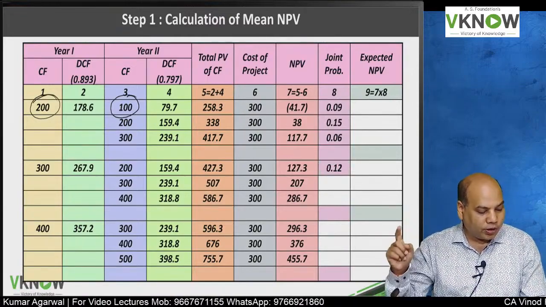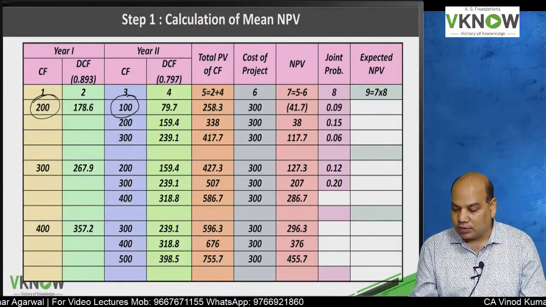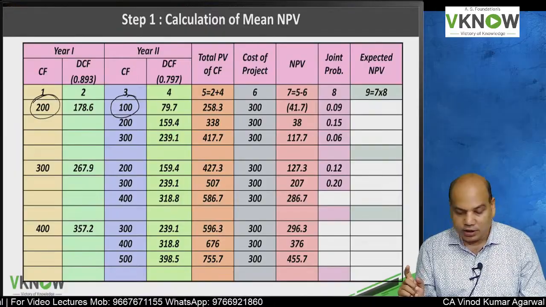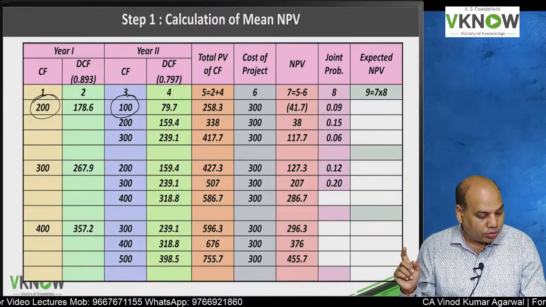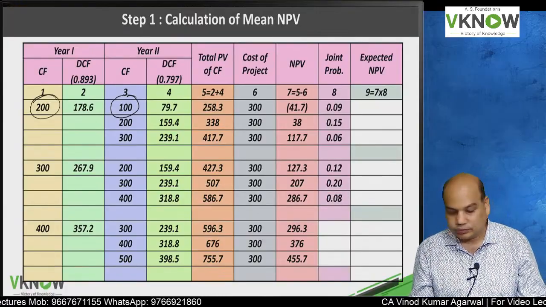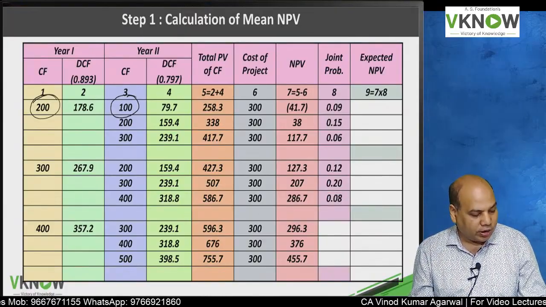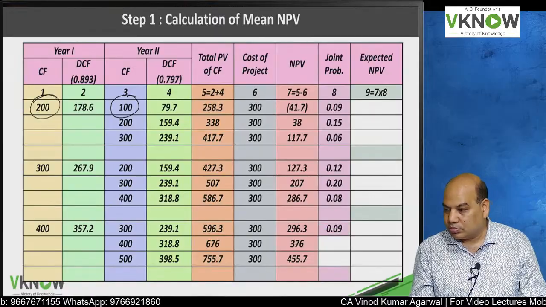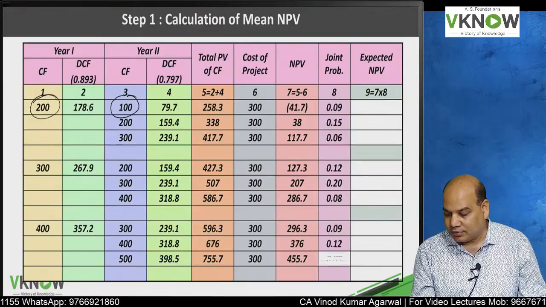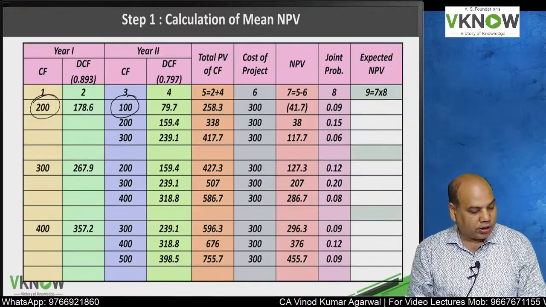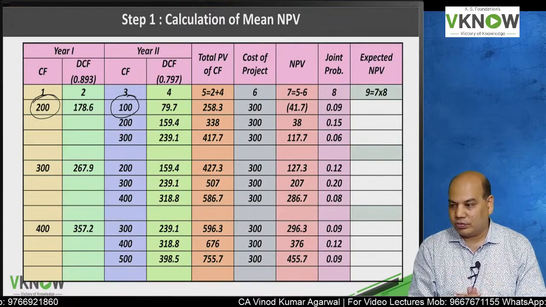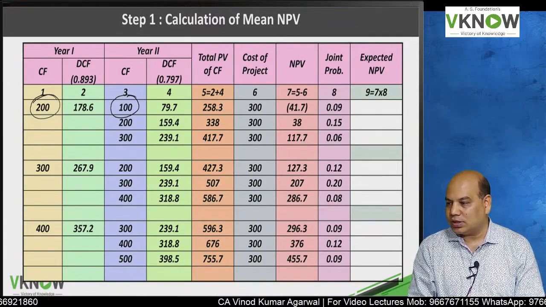Next one, 0.4 into 0.3. 0.12. 0.4 into 0.5. 0.20. 0.4 into 0.2. 0.08. Next, 0.3 into 0.3. 0.09. 0.3 into 0.4. 0.12. And the last one, 0.3 into 0.3. 0.09. Keep the notes in front of you. With the notes only you can understand.